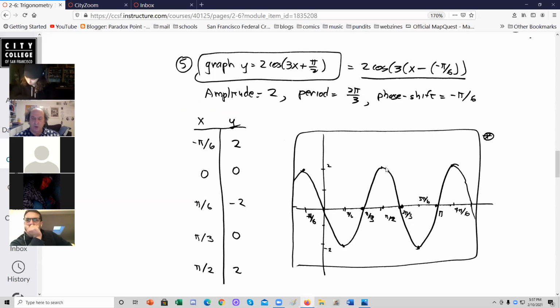And the book asks to do 2 waves, so here's 2 waves of it. And this is a minus of sine, etc. So it really is upside down from sine.